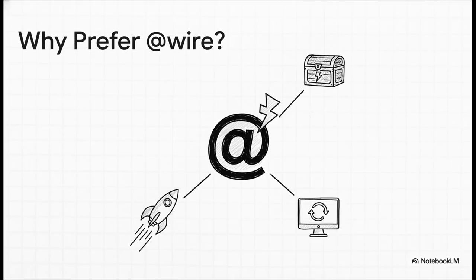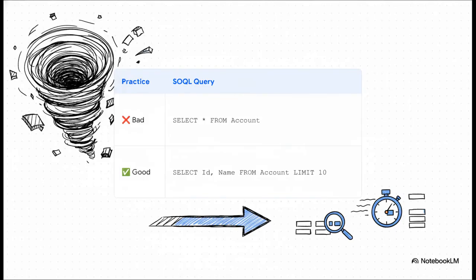The advantages of using @wire are just huge. That automatic caching is a game changer. If you ask for the same data twice, boom, it's served instantly from the cache. It also automatically refreshes your component when the data changes in the background. It's just smarter. Now, even if you're using @wire, your component is only as fast as your Apex code.